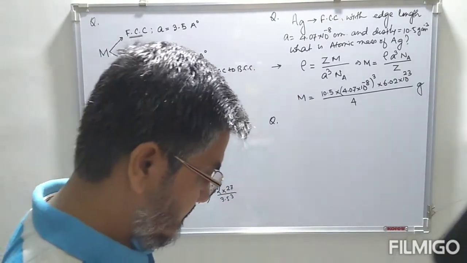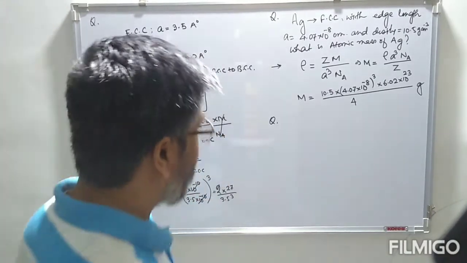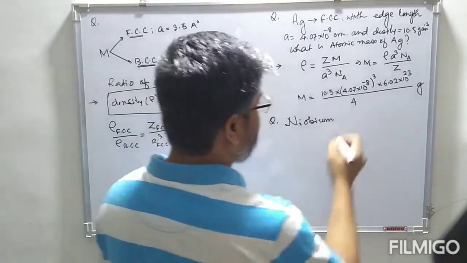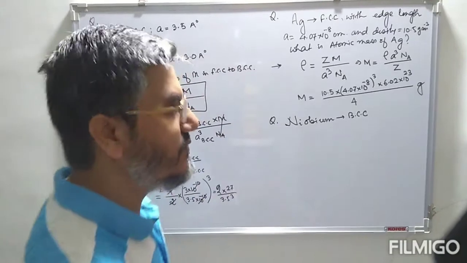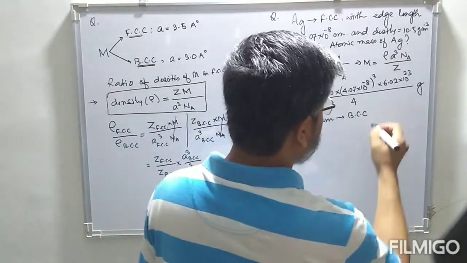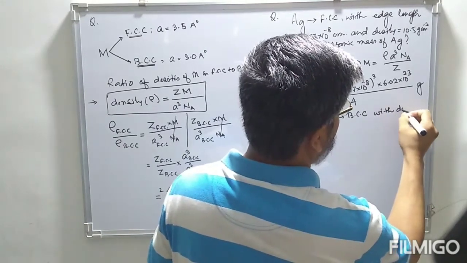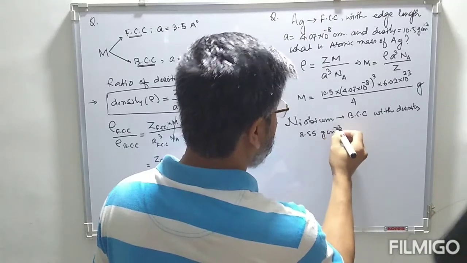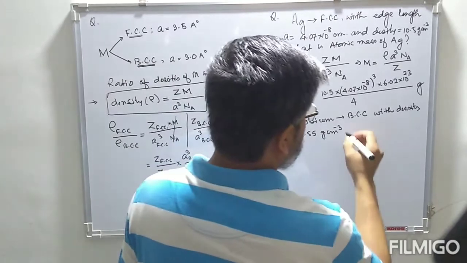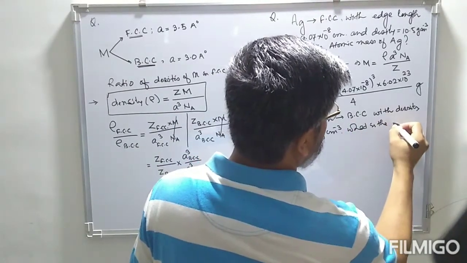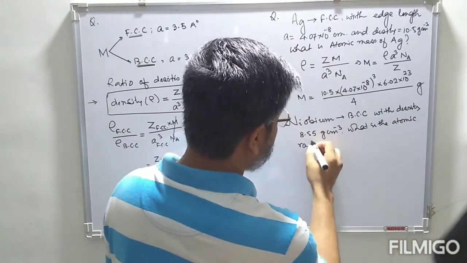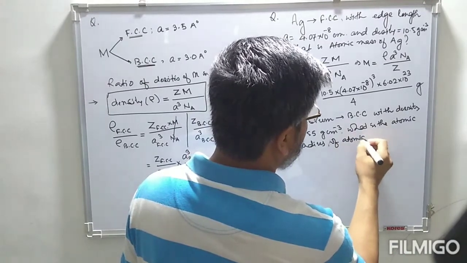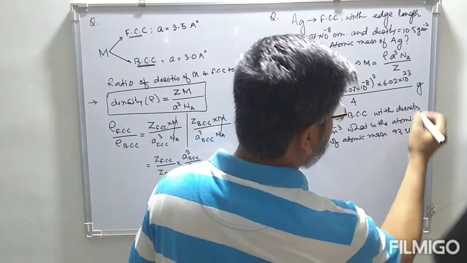Next question. Niobium is a metal that crystallizes in body centered cubic lattice type with density equal to 8.55 gram per centimeter cube. What is the atomic radius of this element niobium if the atomic mass of niobium is 93 u?